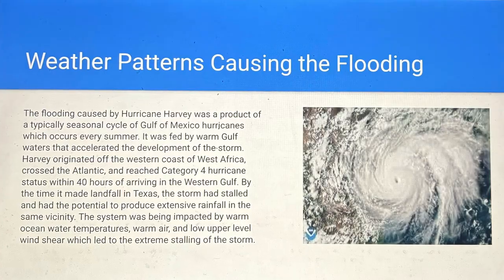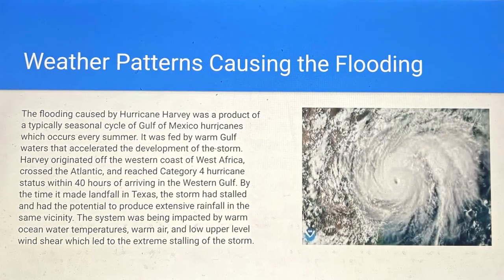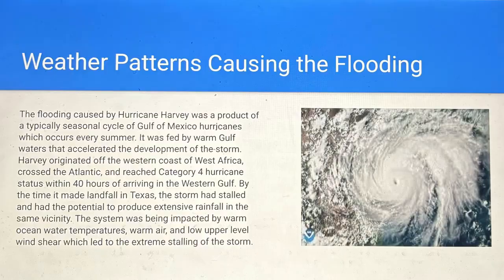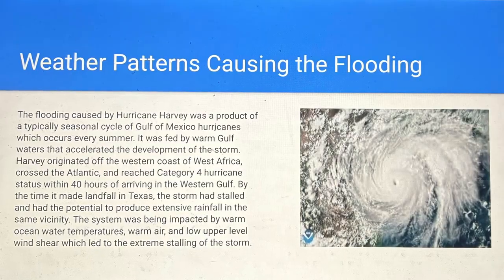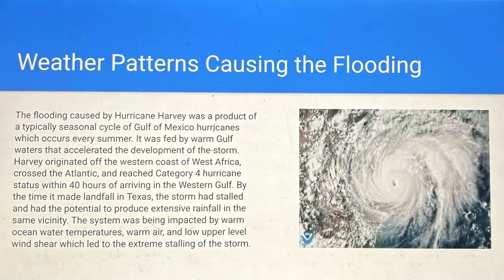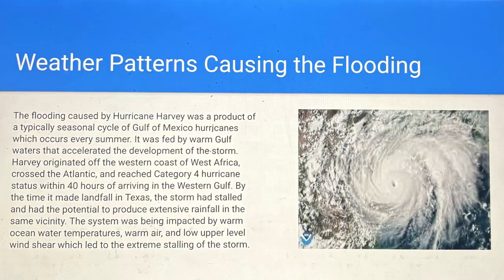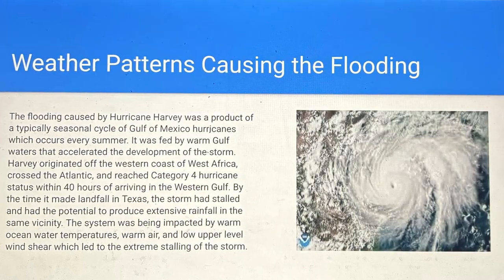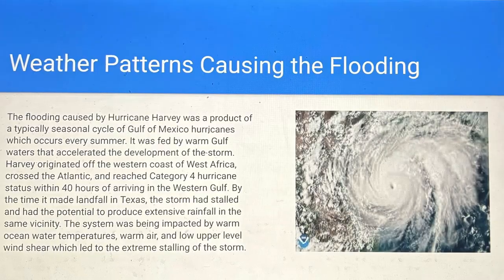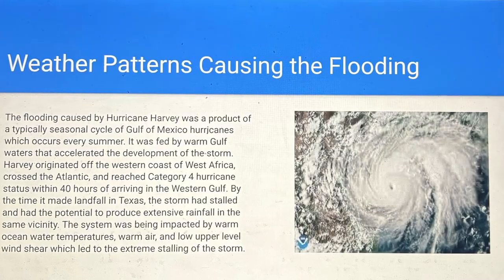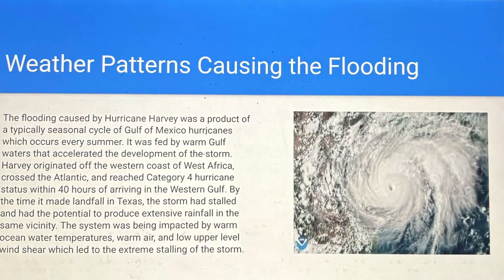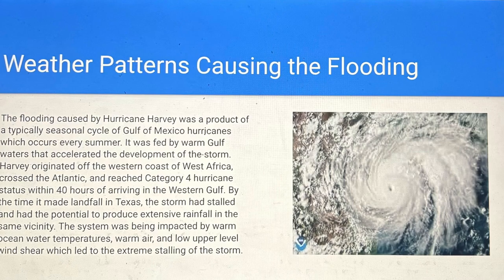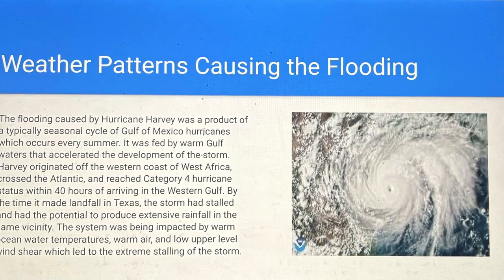So the flooding caused by Hurricane Harvey was a product of a typically seasonal cycle of Gulf of Mexico hurricanes, which typically occurs every summer. It was fed by the warm Gulf waters, which accelerated the development of the storm. Harvey originated off the western coast of West Africa, crossed the Atlantic, and reached a Category 4 hurricane status within 40 hours of arriving in the western Gulf.